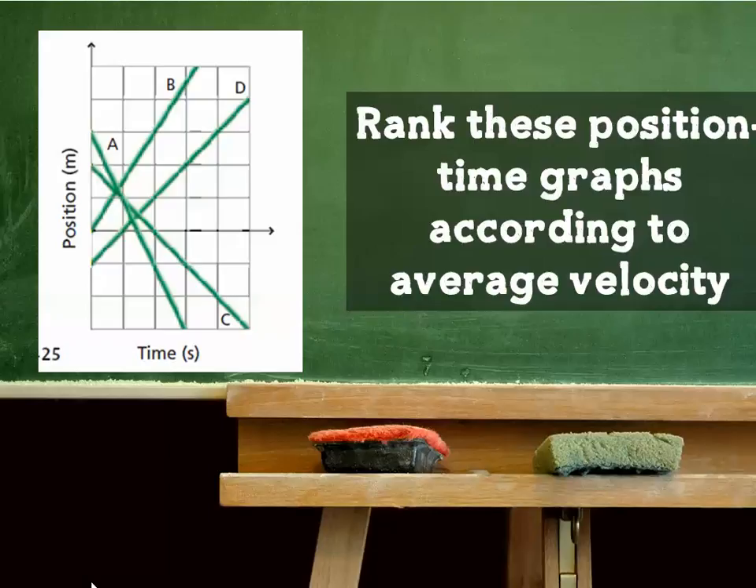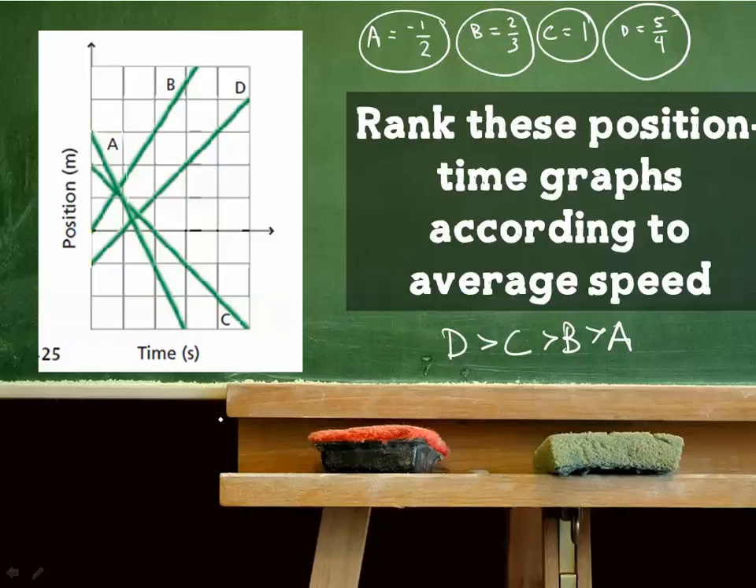In this one, we're just going to look at the actual values rather than the magnitudes. So if we go back, it's going to be, once again, A having the lowest velocity and the rankings would essentially be the same in this case.